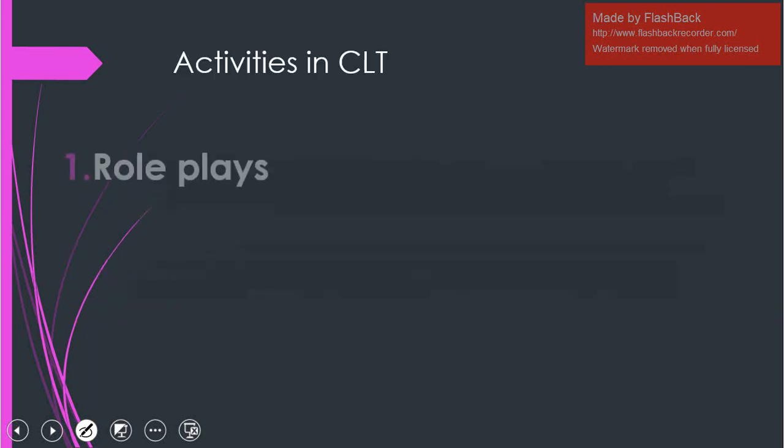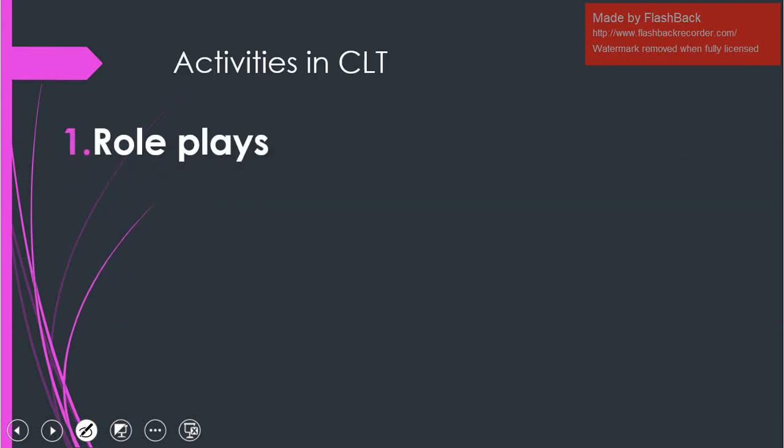So activities can be role plays, or drama that could be performed by the students, and there would be different communicative functions. In the dialogues, roles will be allotted and assigned, so this can be an activity. Interviews can be conducted to improve their communicative abilities.